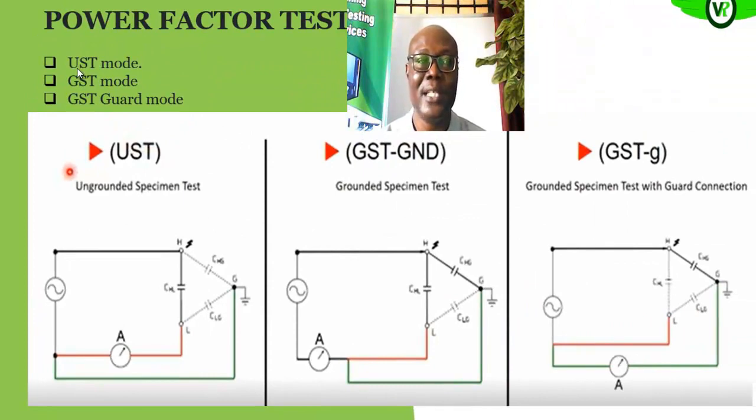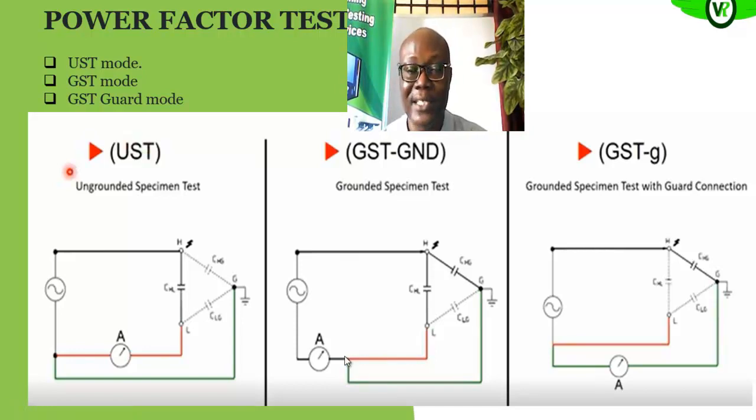Okay, and then we have the grounded specimen test in the guard mode. The difference is that in the grounded specimen test, as you can see, the leakage current flowing from ground is also directed into the instrument measurement apparatus. So you capture the one flowing through the ground and also the one flowing through your equipment. That is the grounded specimen test.